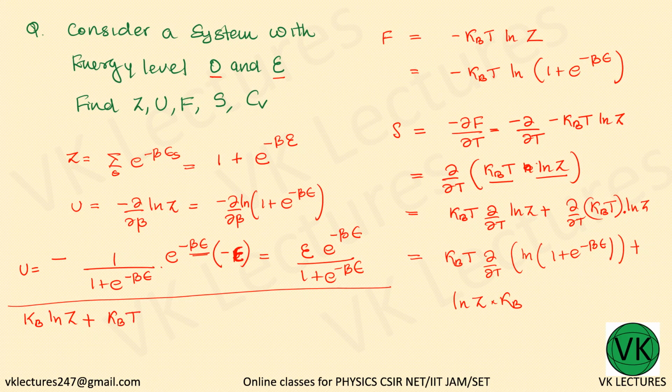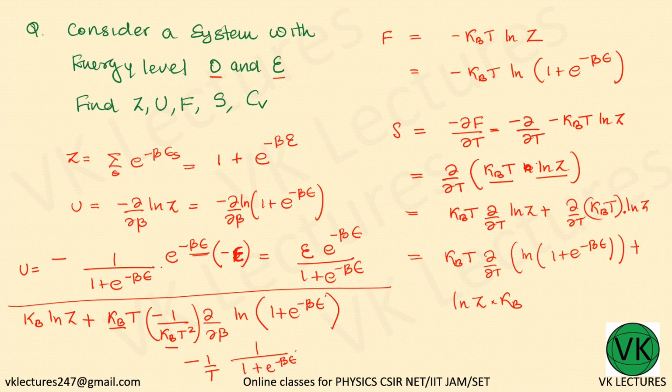That ∂/∂T we are writing as minus 1 by kBT square ∂/∂beta of log of 1 plus e to the power minus beta e. So this gives us the terms. The second term becomes this product, so kB and kB get cancelled, T and T go. So minus 1 by T into ∂/∂beta of log. That becomes 1 by 1 plus e to the power minus beta e into the derivative of e to the power minus beta e with respect to beta, which gives us minus e.